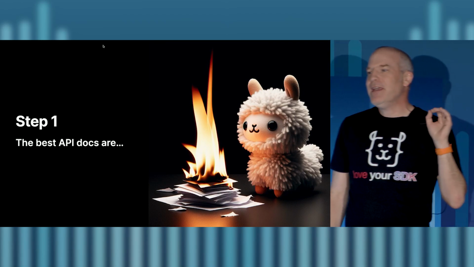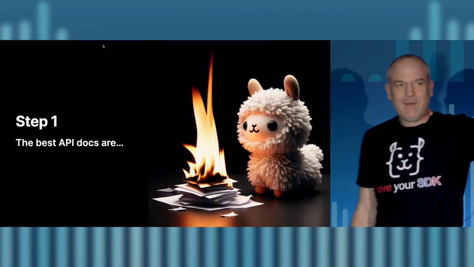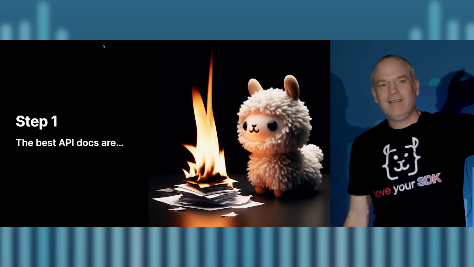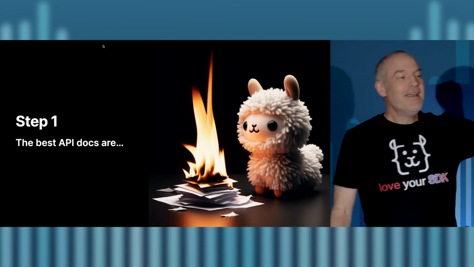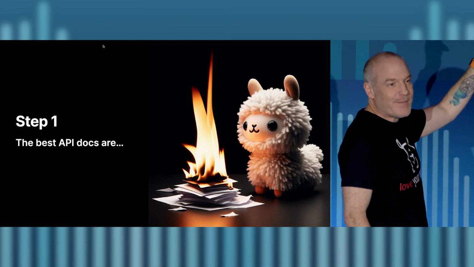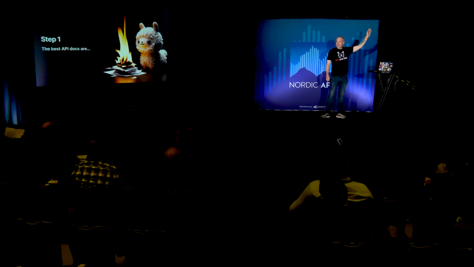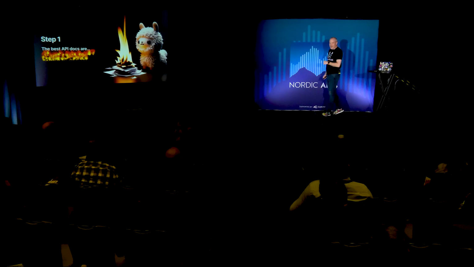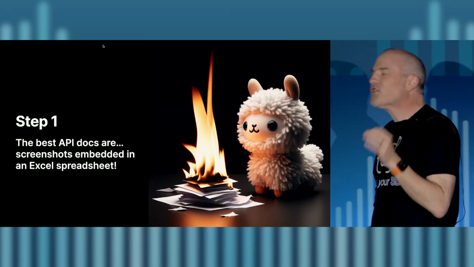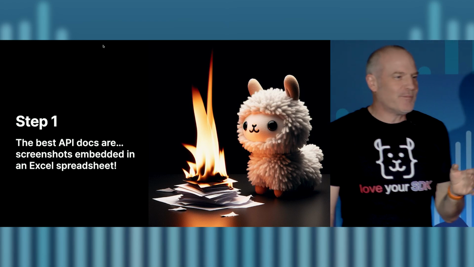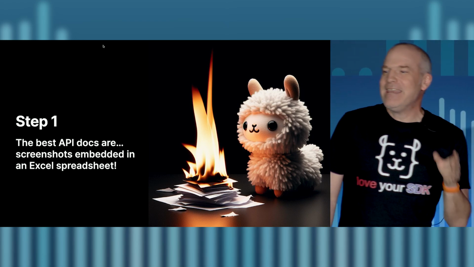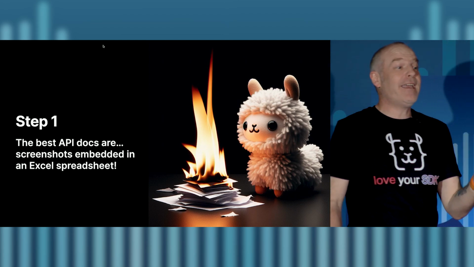So, number 1, the best API documentation. What is it? What's the best API documentation? No, some people say none, okay. Nice people would have said maybe an Open API spec. Would you agree, Open API spec? Who thinks Open API spec is good documentation? Okay, a few hands. Well, no, but if you're building it for people you hate, the best API docs are screenshots embedded in an Excel spreadsheet. Yes, this still happens even today.